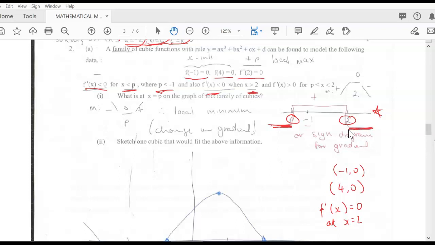And then the last bit of information, your gradient is greater than 0 when x is between p and 2. So you can see here.